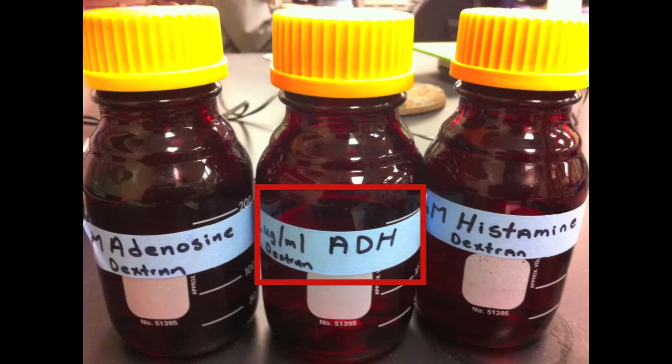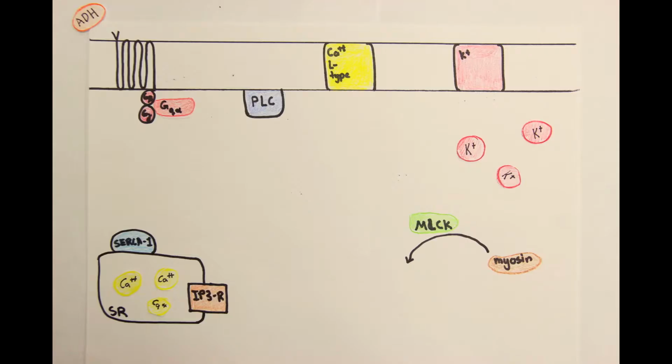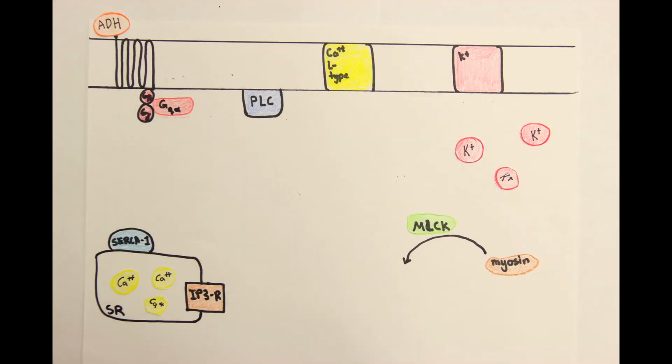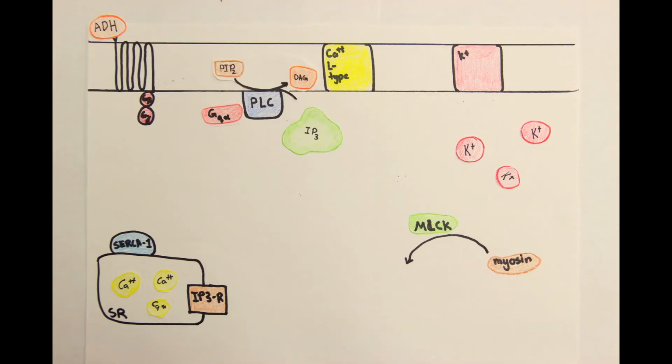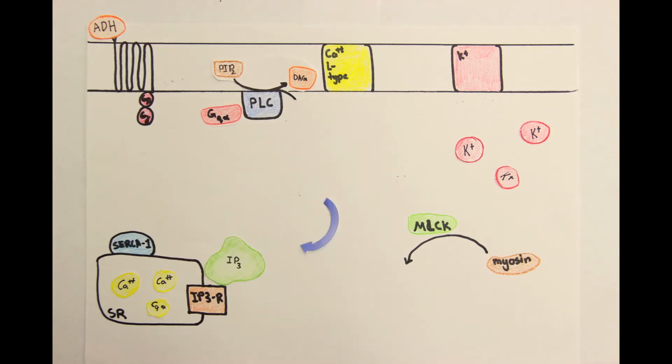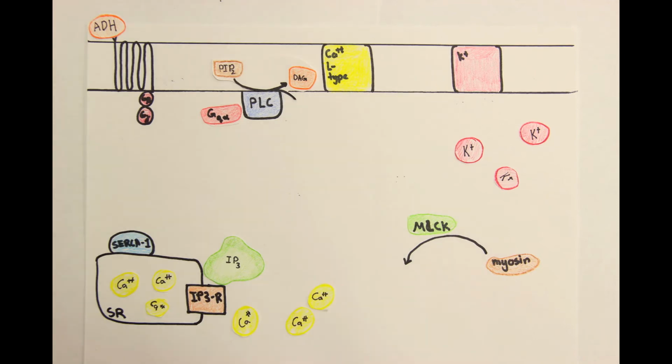And let's move on to ADH, or antidiuretic hormone. ADH binds to its receptor, which activates the GQ protein pathway. GQ alpha activates phospholipase C, or PLC. PLC then causes PIP2 to be converted into DAG and IP3. IP3 then binds to its receptor on the sarcoplasmic reticulum. This causes a release of stored calcium.